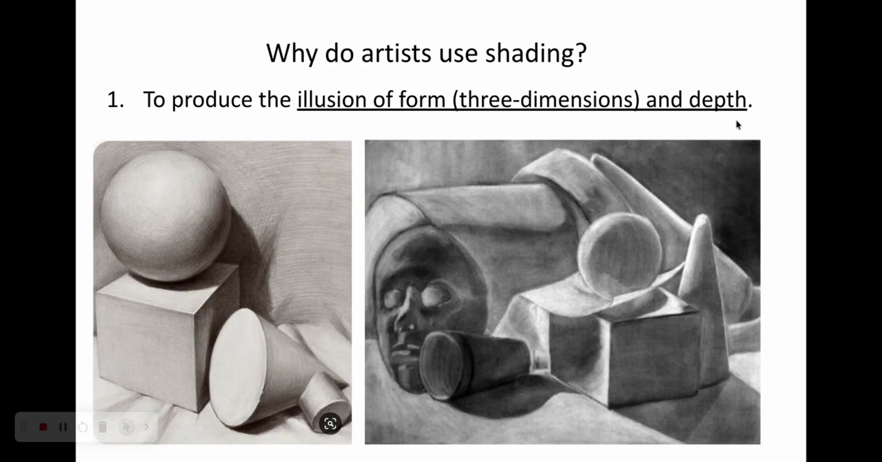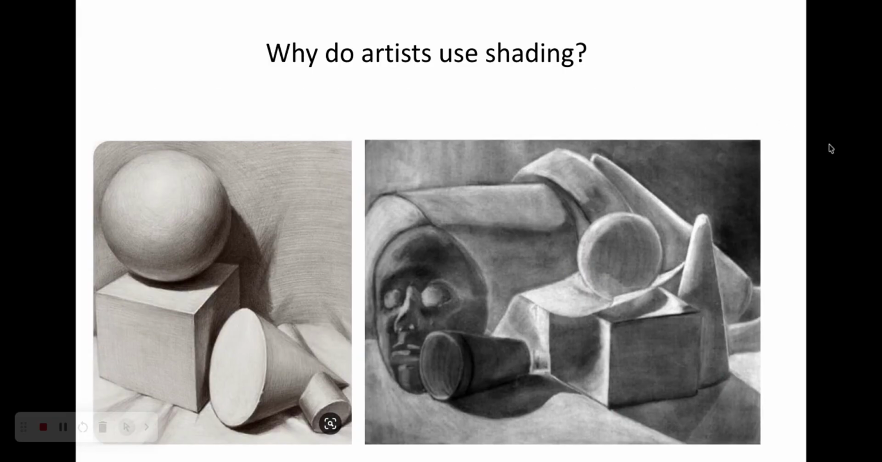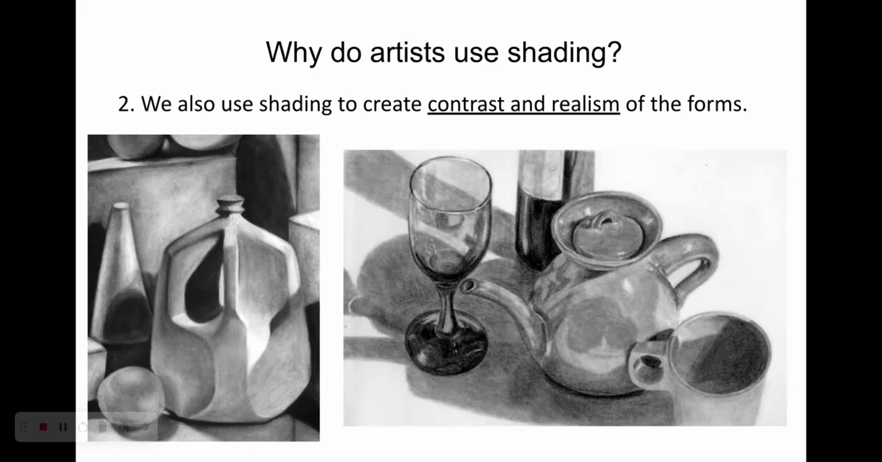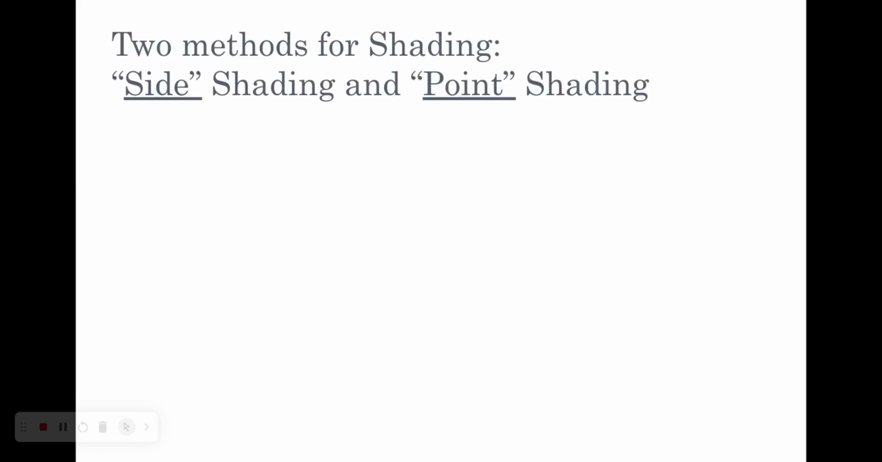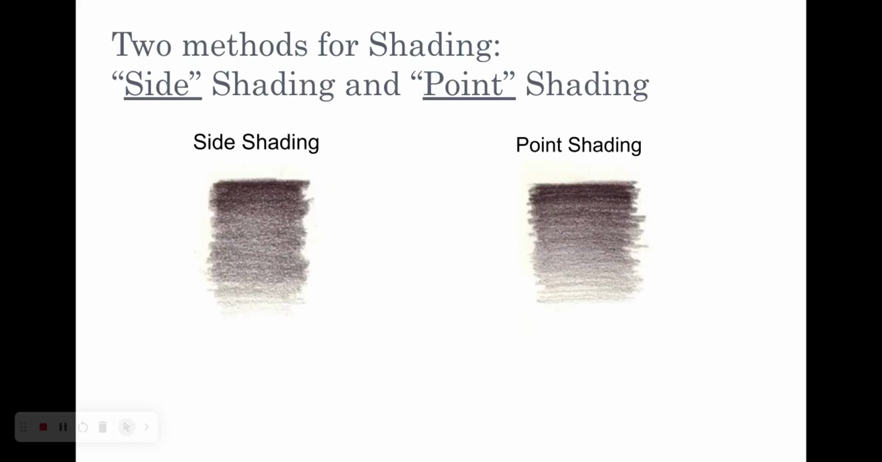Remember, depth is how close and far away something is, as well as we use shading to create contrast and realism of the forms. Shading is showing the change from light to dark on an object by darkening areas and leaving other areas light. So there are 2 methods for shading. There's side shading and point shading.